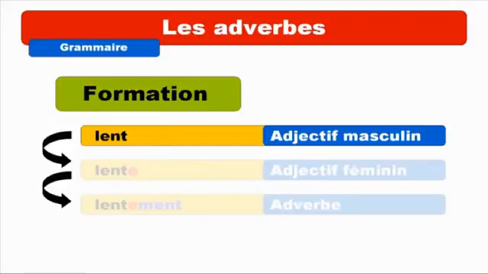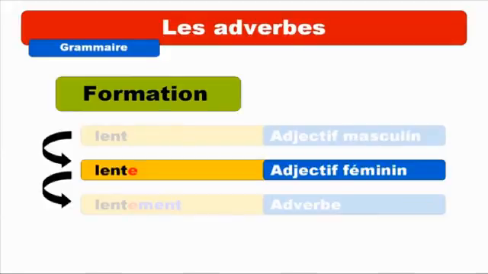Okay, la formation. If you want to build an adverb, you've got to first use the adjective, in the masculine form. I took this adjective, lent, which is slow. The masculine form is lent, L-E-N-T. Right after that, we'll see the feminine form of this adjective. Usually you've got to add E at the end, so we get lente.